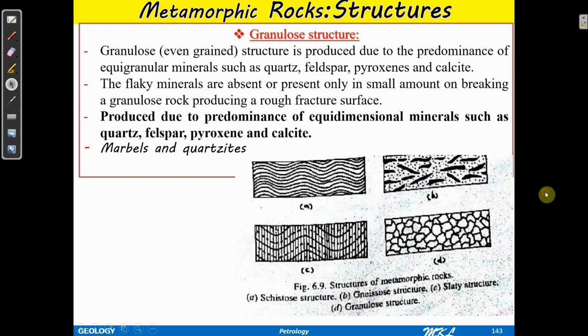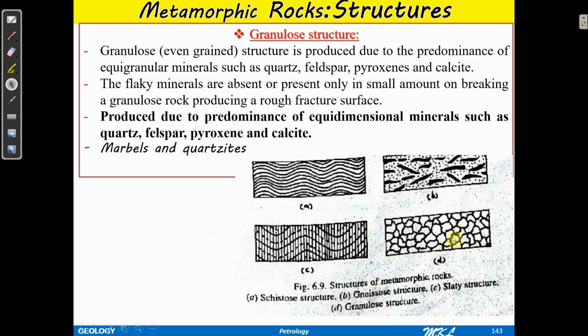Next will be your granular structure. The granular structure is produced due to the predominance of equigranular minerals such as quartz, feldspar, pyroxene and calcite. The flaky minerals are absent or present only in small amounts. On breaking a granulose rock, it produces a rough fracture surface. It is produced due to the predominance of equidimensional minerals such as quartz, feldspar, pyroxene and calcite. So this type of structure is called the granular structure.